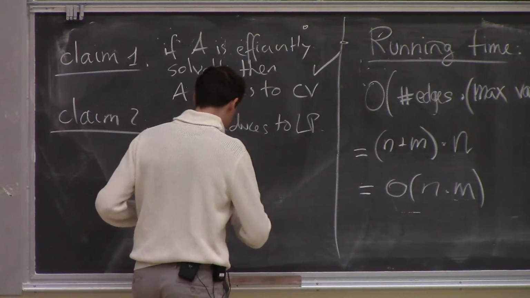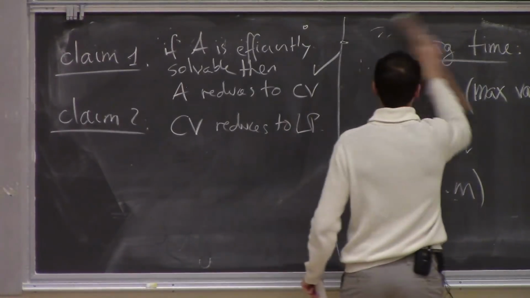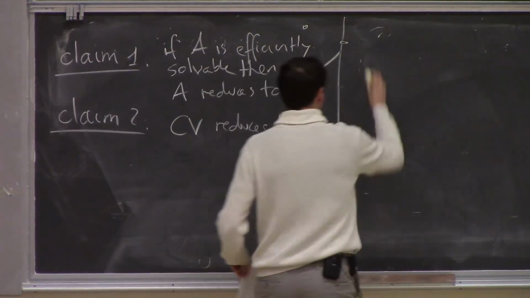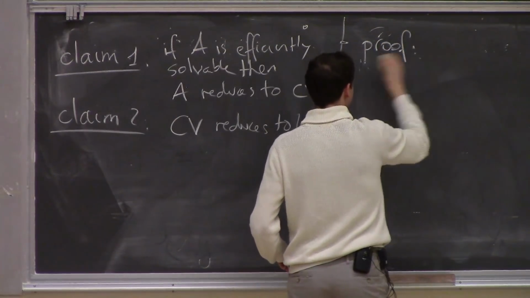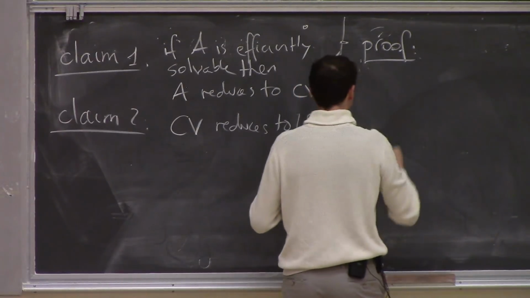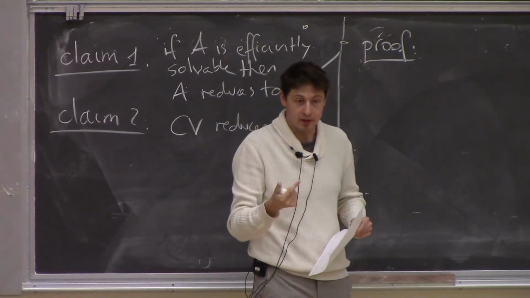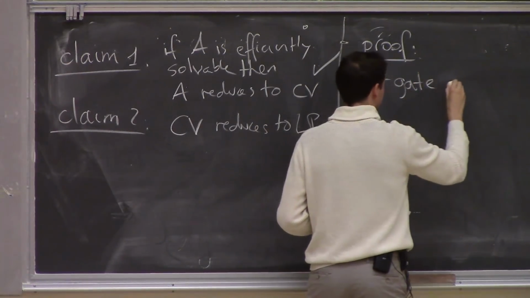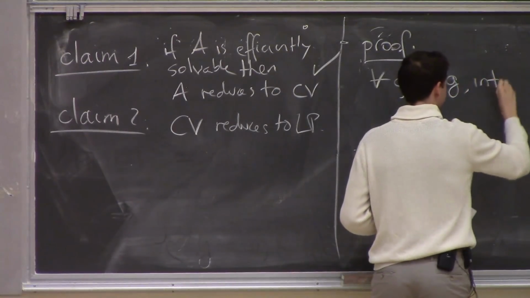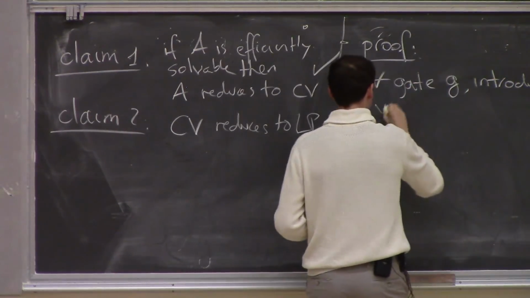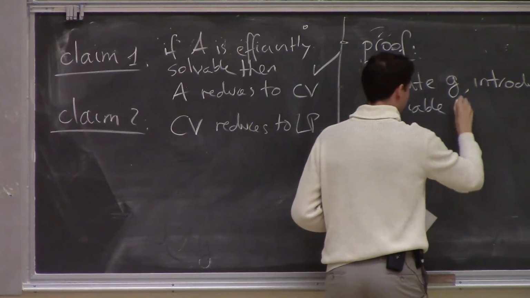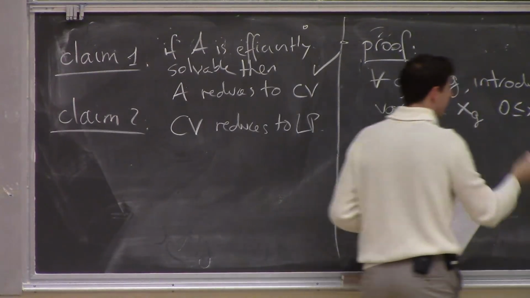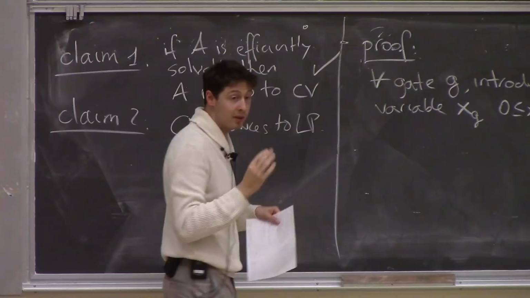So we have to write a linear program, okay? So we need to introduce variables and constraints, right? So for every gate g, introduce a variable x_g with the constraint that it is between 0 and 1. Okay, that's a linear constraint so far. Now we have as many variables as there are gates.